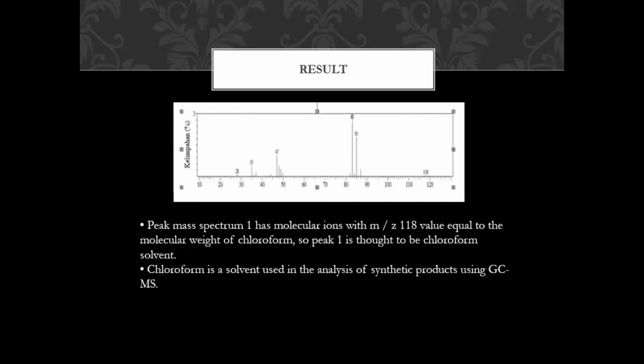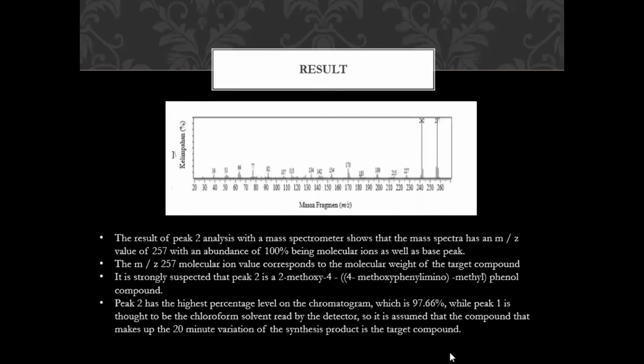Well, peak 2 was analyzed with a mass spectrometer, and the mass spectra has a mass-to-charge ratio value of 257. The molecular ion value corresponds to the molecular weight of the target compound. It is strongly suspected that peak 2 is a 2-methoxy-4-methoxy vanillin-methylphenol compound.